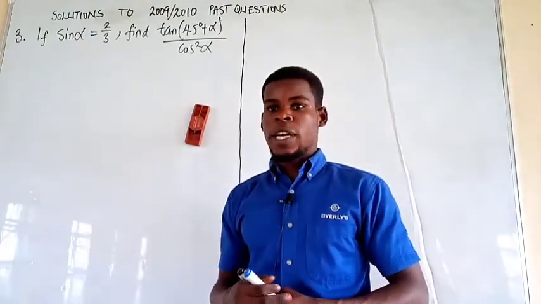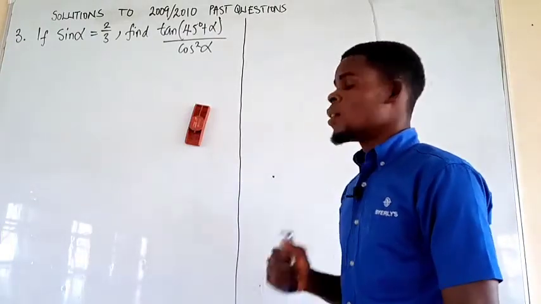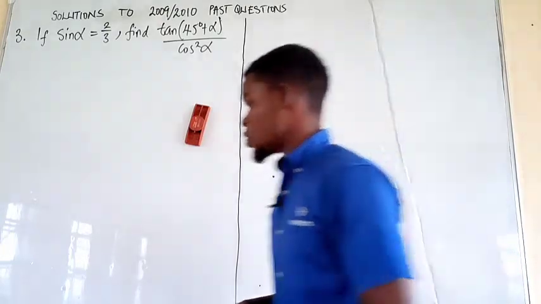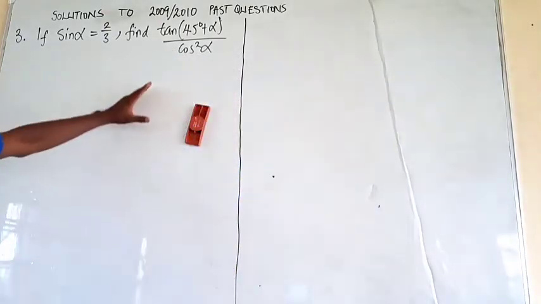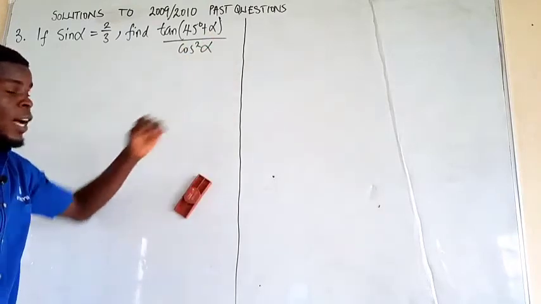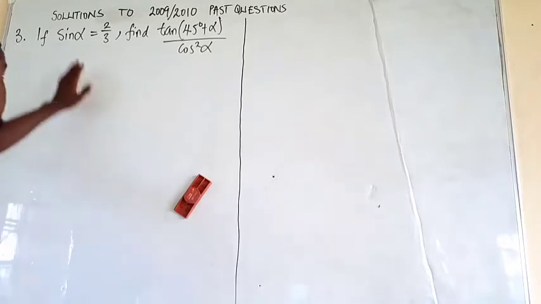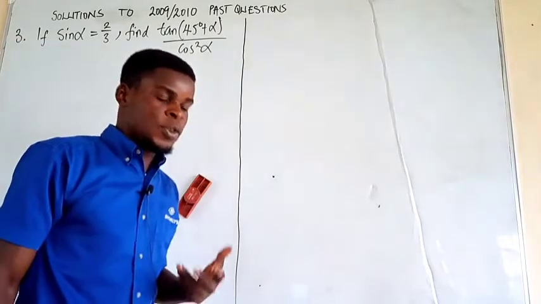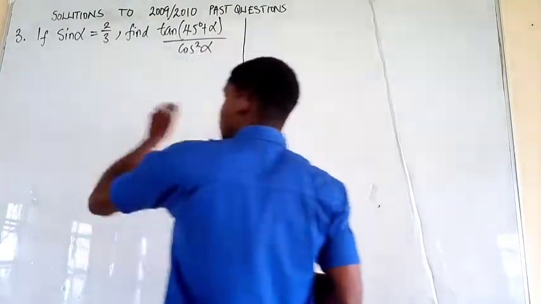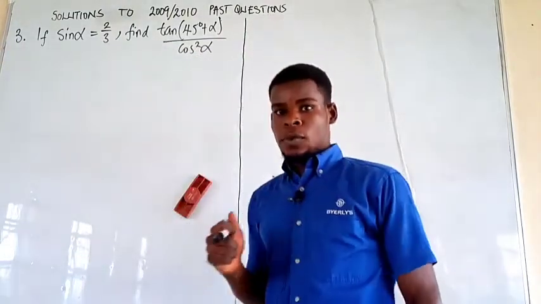And this is the third question we are having on the board: if sine alpha is equal to 2 over 3, we should find this expression, tangent of 45 degrees plus alpha divided by cosine square of alpha. So the first statement gave us something that will make the question a little bit easier, right? We have it that sine alpha is equal to 2 over 3.